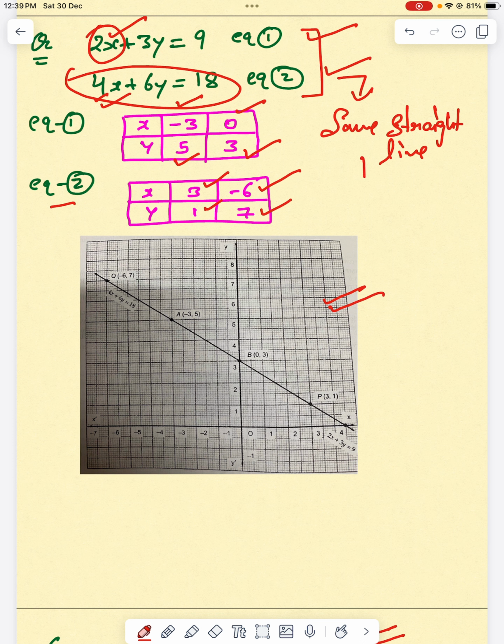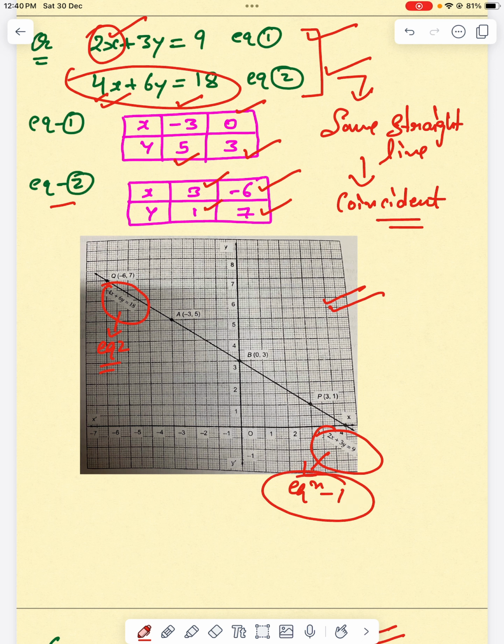or you can say that the given pair of system of linear equations is coincident because they are overlapping each other. See here, this is our equation number second, that is 4x plus 6y is equal to 2, and this is our equation number first. So they are overlapping with each other. Sorry, this is equation number 1. So you can say that the given pair of system of linear equations is coincident, right?